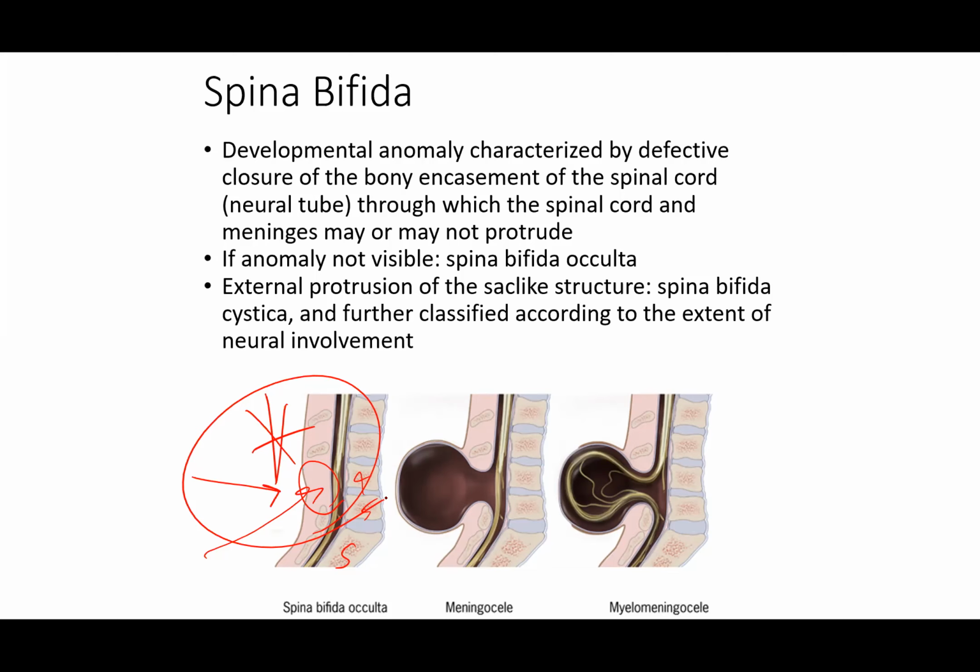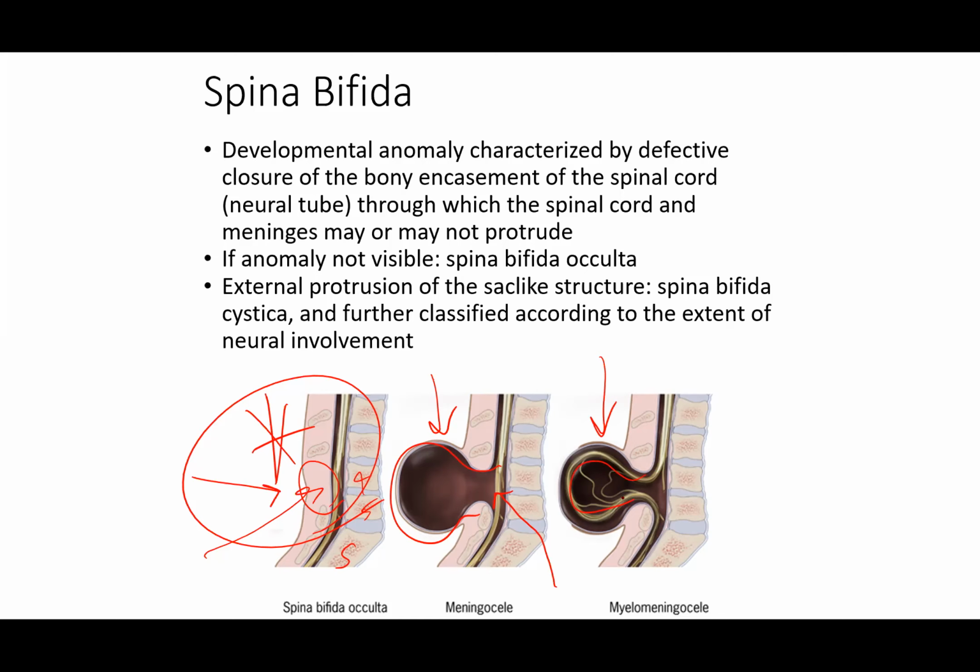In other forms, you have the spinal cord itself that stays contained within the neural canal, but the dura will exit the area and grow outside the body. Okay, and then you have a form where the spinal cord itself actually migrates with the dura and grows outside the body.